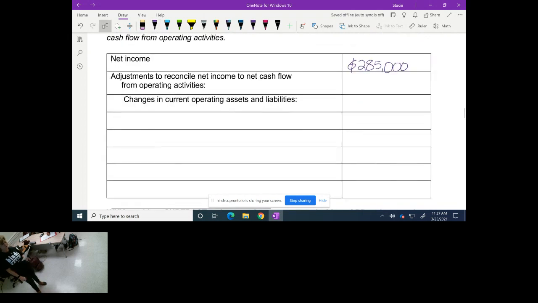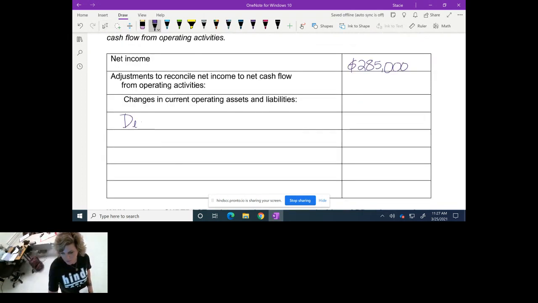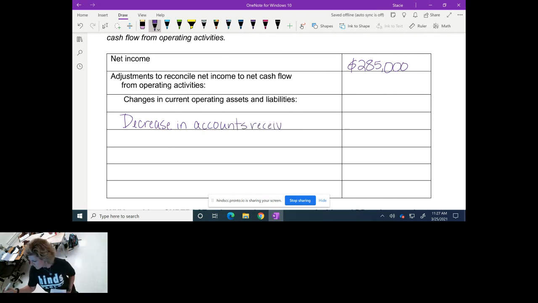All right, so the first account, we have a decrease in accounts receivable. So we'll write that description out on the line. So we're going to add this back or take it away? Add it. 4,700. Yeah, because if your accounts receivable goes down, you've collected the money from the customers.